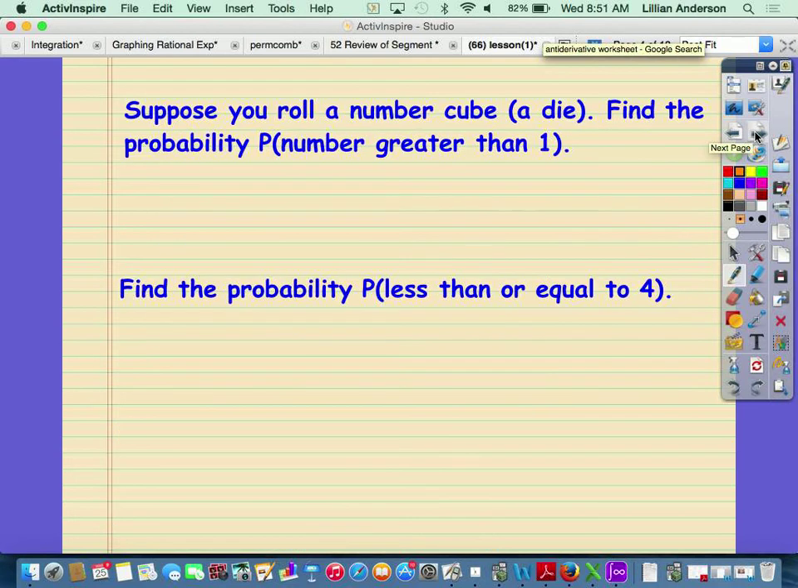Suppose you roll a number cube, a die. What's the probability that the number is greater than 1? 5 out of 6, because there are 6 numbers on it. The probability that it is greater than 1 is 5 numbers out of 6. Find the probability that it is less than or equal to 4. 4 out of 6, because it's less than or equal to, so we're including 4 in this process. Are there any questions so far? Okay, well then take a moment to do the last 3 slides that are on this page, okay?